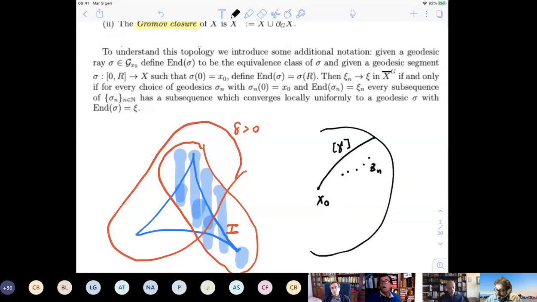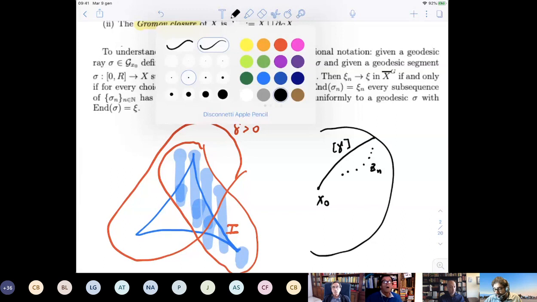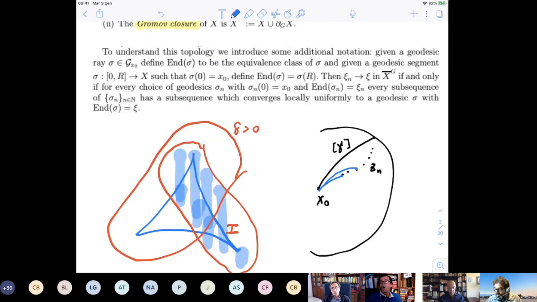So what we do, we consider a geodesic from x naught to the point z_n, like this, okay? We call this gamma n. And what we ask is that this sequence of geodesic segments converge uniformly on compacta to a geodesic ray which represents the Gromov boundary point. Okay, so this is the idea.